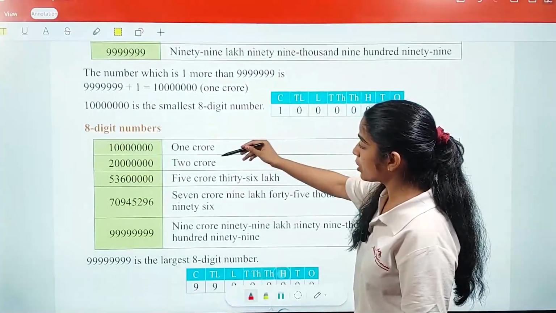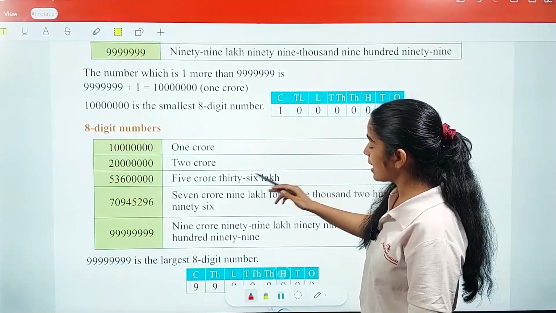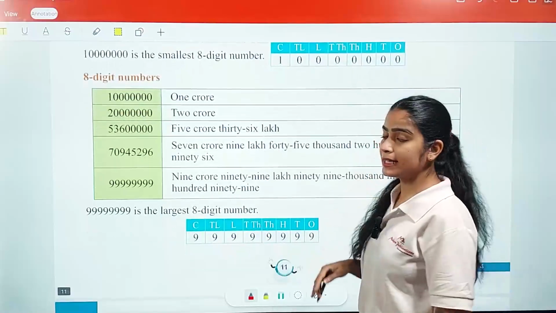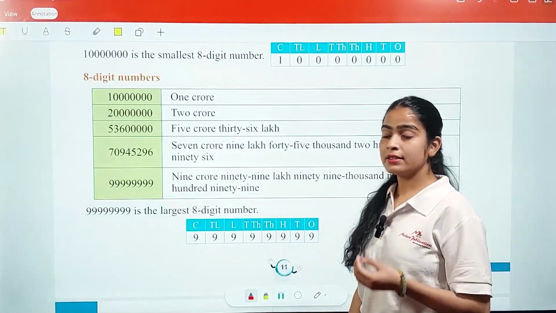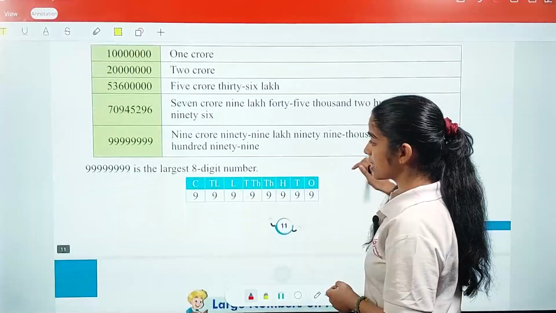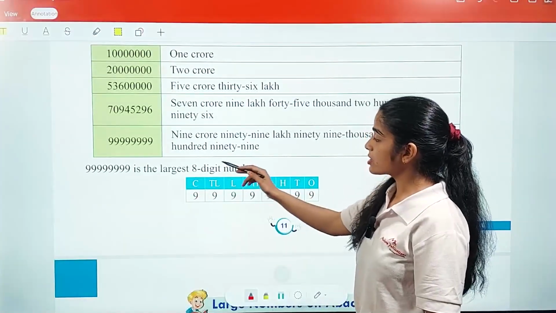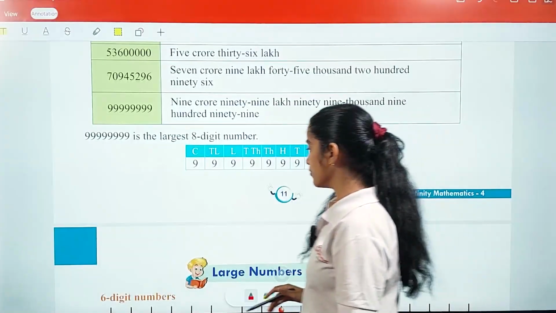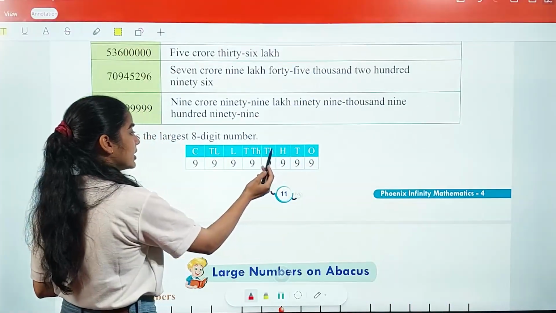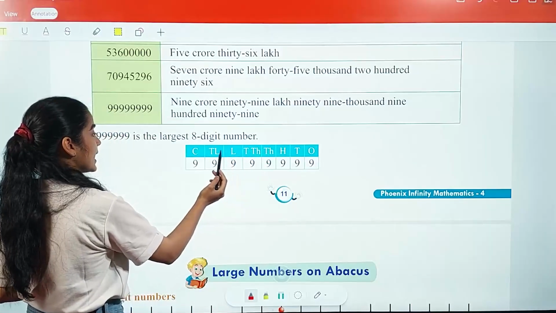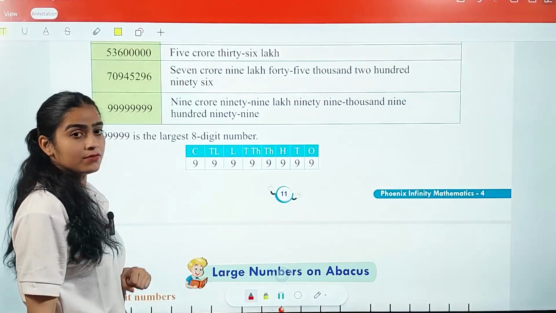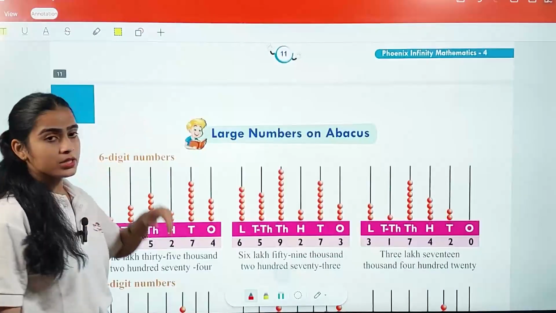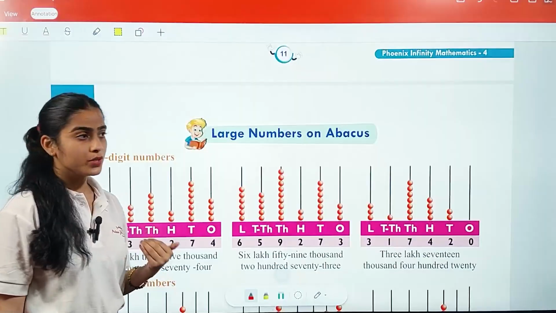1 crore, 2 crore, 5 crore 36 lakh, 7 crore 9 lakh 45,000 and 296. So this is the way in which we have to read our numbers. 8 nines is the largest 8-digit number we have. So now we move forward to our place values: ones, tens, hundreds, thousands, ten thousands, lakh, ten lakh, and then we have crore. So I hope students, now you understood the total place values we have.